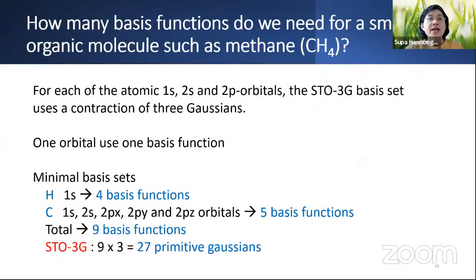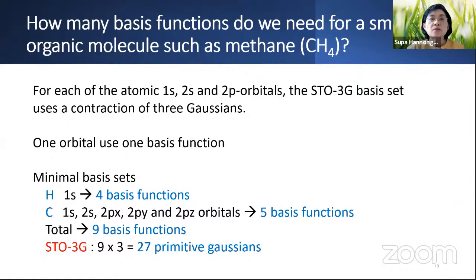And then if we ask how many basis functions we need for a small organic molecule such as methane, CH4, okay? We know that for each of the atomic 1s, 2s, and 2p orbitals, the STO-3G basis function uses a contraction of 3 Gaussians. That means one orbital uses one basis function.